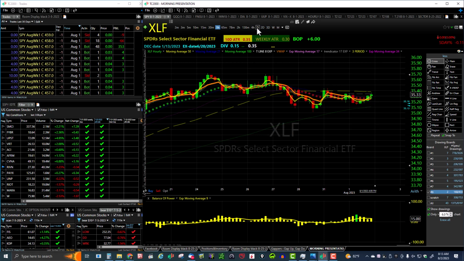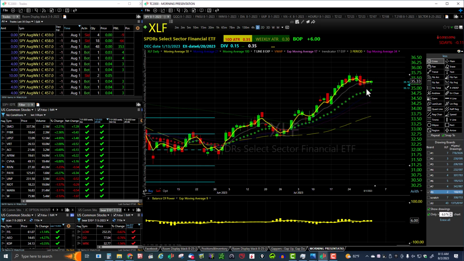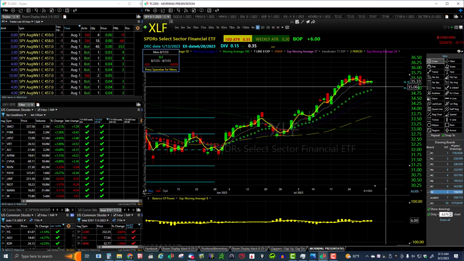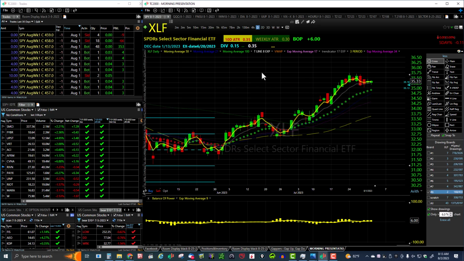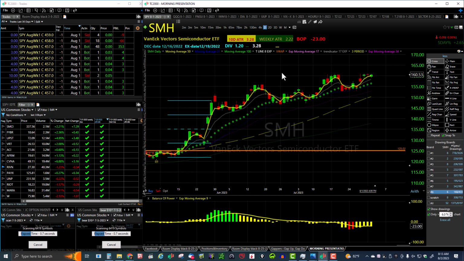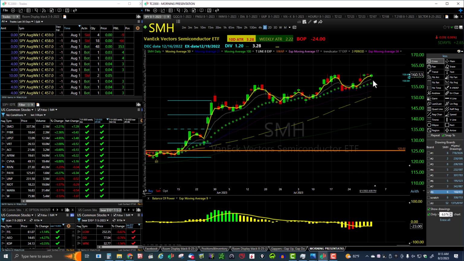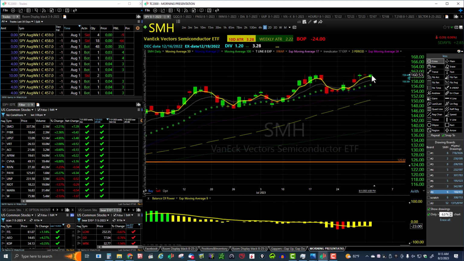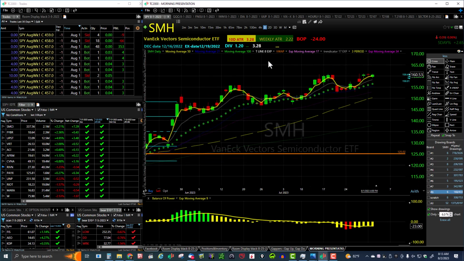So here's our daily chart. Nice move up, and we're going to challenge these lows down here that we made earlier on the Bank of Japan sell-off. So now here's SMH. Daily chart. Price over the 3, 3 over the 8, all 3 of them over the trend indicator. Everything's still bullish on SMH.